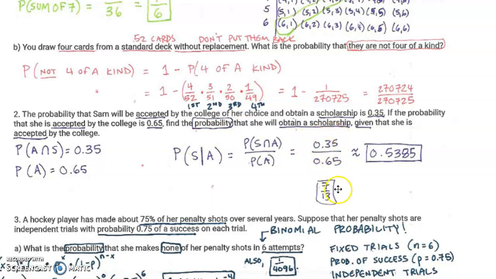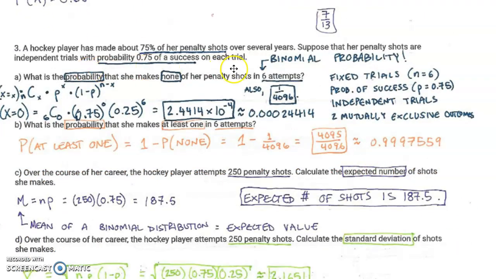You could have left it like this, which is a rounded decimal, or you could have turned it into a fraction. For number 3, it deals with binomial probability.